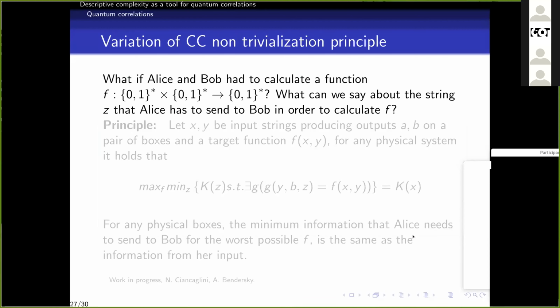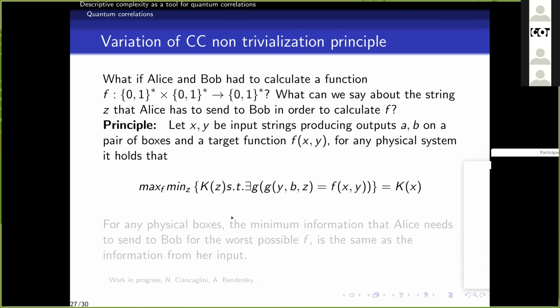So how can we modify this principle in order to take into account strings and Kolmogorov complexity? This is work in progress I have with Nicolas Ciancalini, who was a student here in Buenos Aires. So what if Alice and Bob had to calculate this function that now takes two strings as inputs and returns a string? What can we say about the string set that Alice has to send to Bob in order to calculate f?